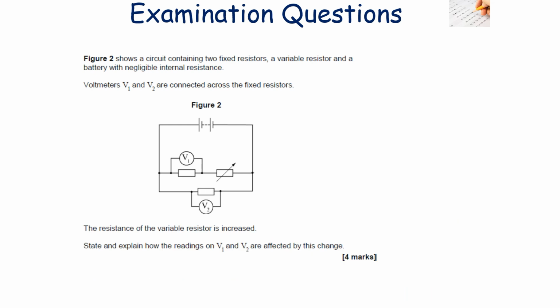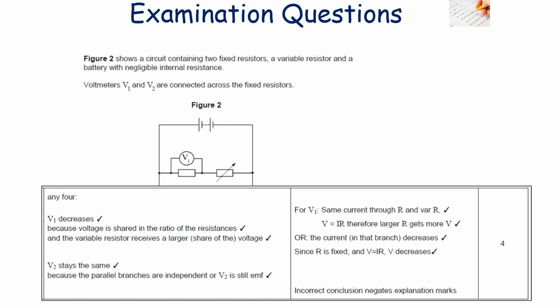Now if you look on the circuit, V2 is going to stay the same because that's in a different parallel branch, and parallel branches are independent of each other. So therefore, if the variable resistor changes its resistance, and therefore the PD it takes out from that parallel branch, it will just not affect that particular circuit.